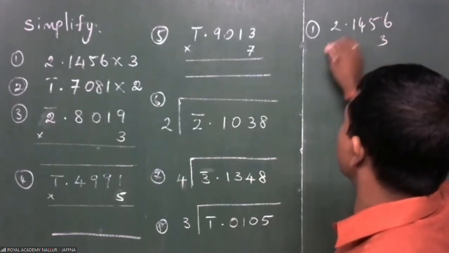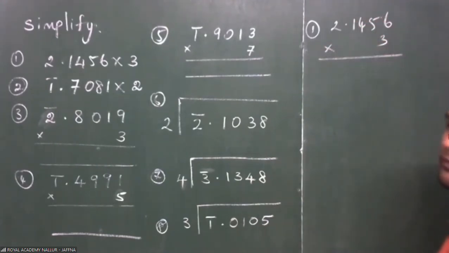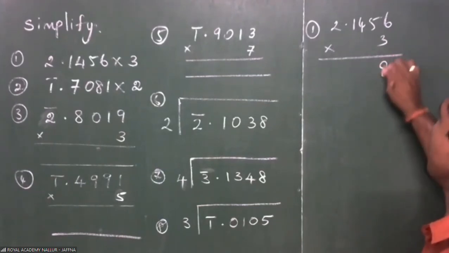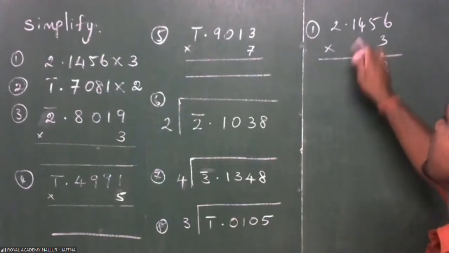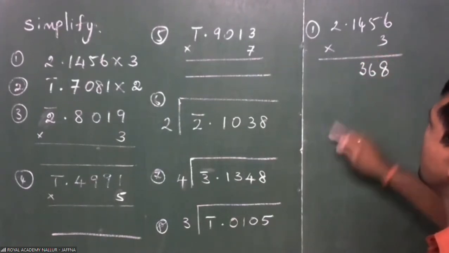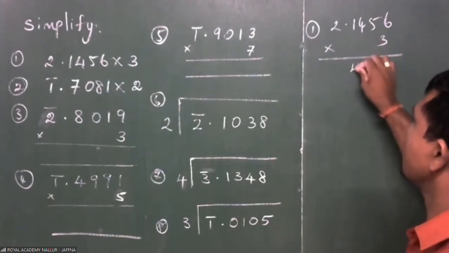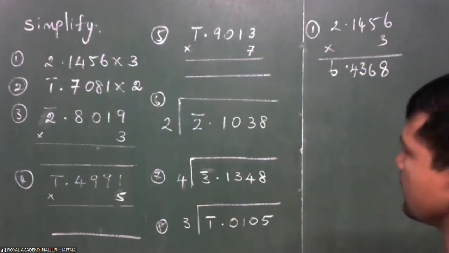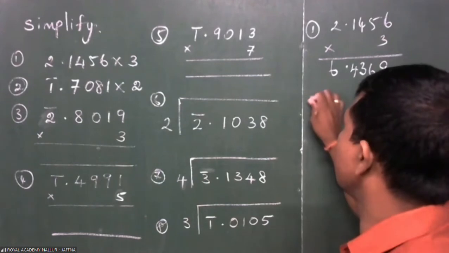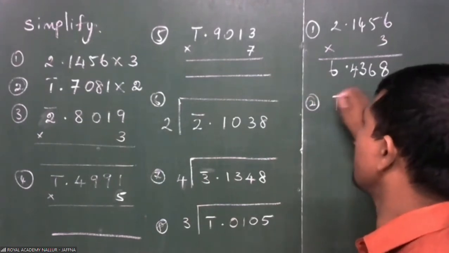Number 1, 2.1456 multiplied by 3. 3 into 6, 18, 1 remaining. 3 into 5, 15 plus 1, 16, 1 remaining. 3 into 4, 12 plus 1, 13, 1 remaining. 3 into 1, 3 plus 1, 4. Then 3 into 2, 6. Positive answer, therefore no doubt. Simple multiplication.